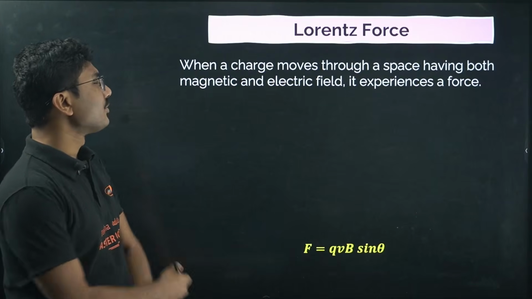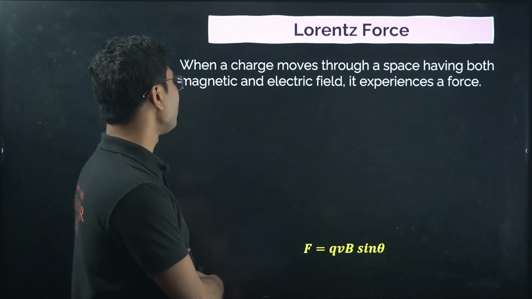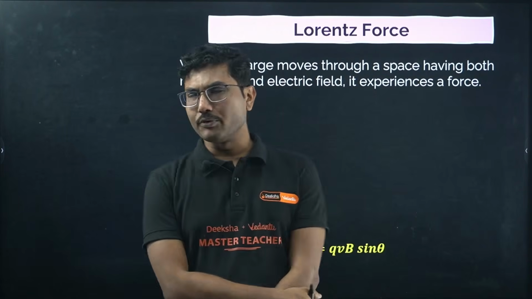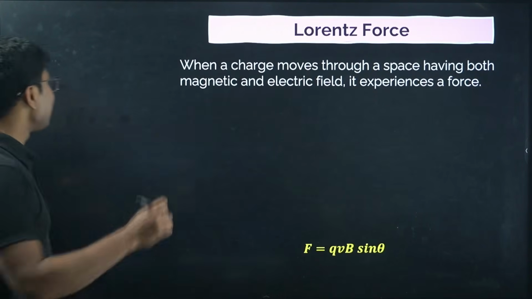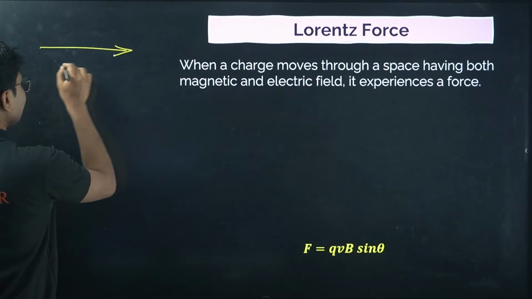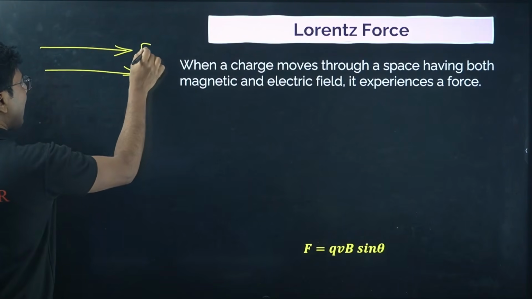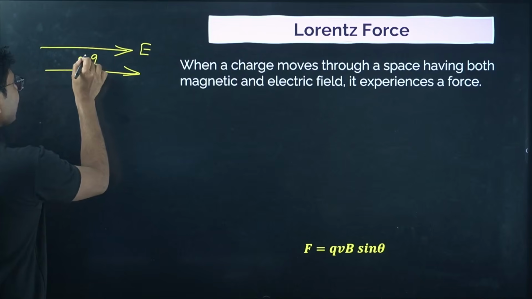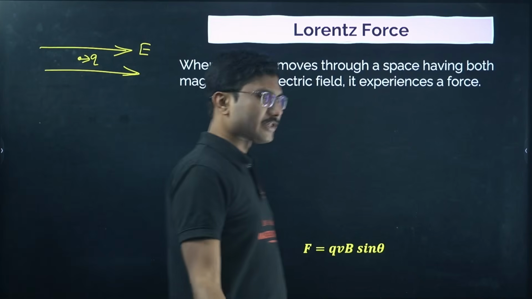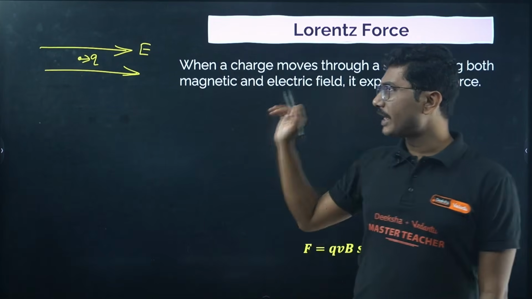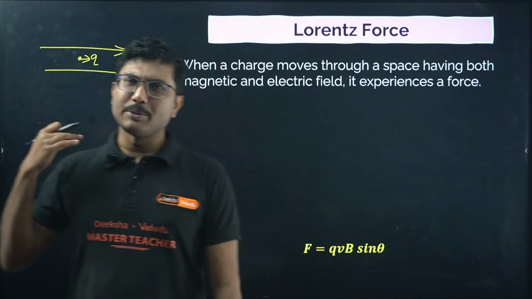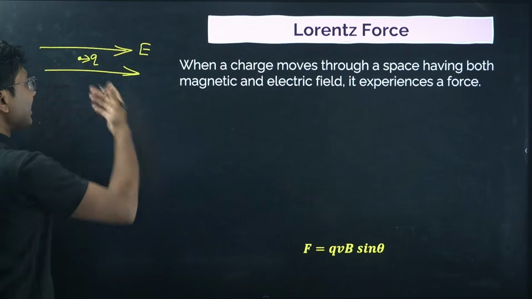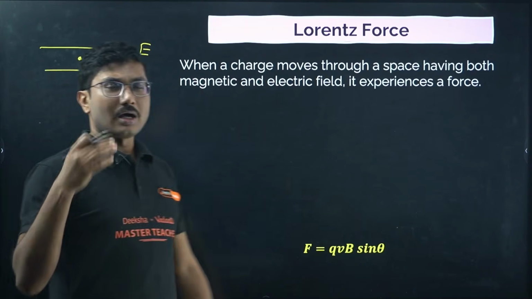When a charge moves through a space having both magnetic and electric field, it experiences a force. We know that if there is an electric field present and we put a charge over here, then this charge experiences a force in the direction of electric field if the charge is positive, and in the opposite direction if the charge is negative. We have repeatedly studied this concept. Now this is a static charge, so this static charge will experience a force in the electric field.